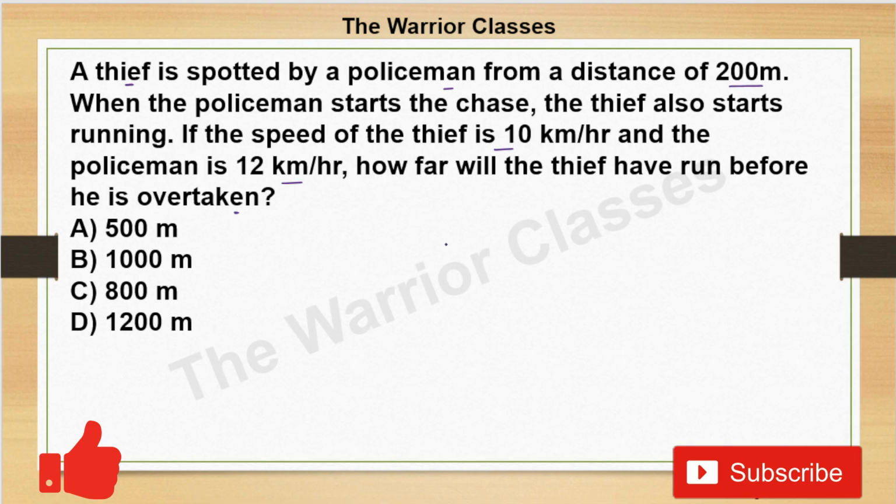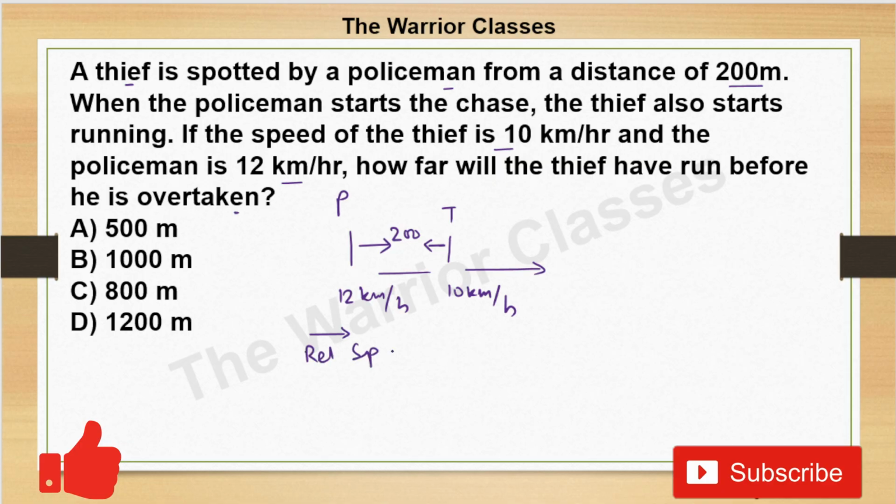So here are two persons, the thief here and the policeman here. So the thief is here, the policeman is here. After seeing this, the thief started running this side with a speed of 10 km per hour, and the speed of the police here is 12 km per hour, and the distance between them is given as 200 meter, right? Since both of them are running in the same direction, the relative speed will be 12 minus 10, that is 2 km per hour, right?